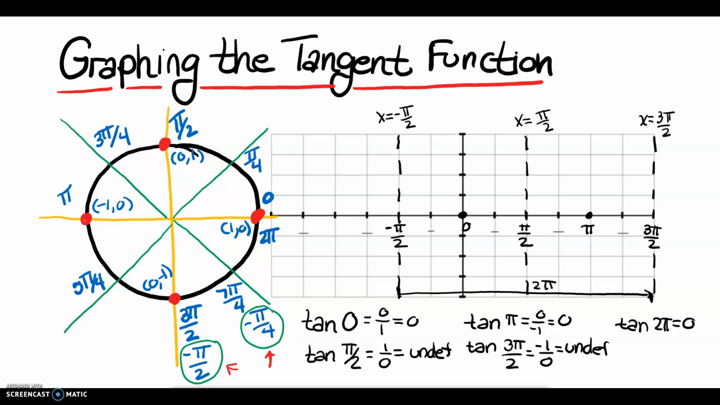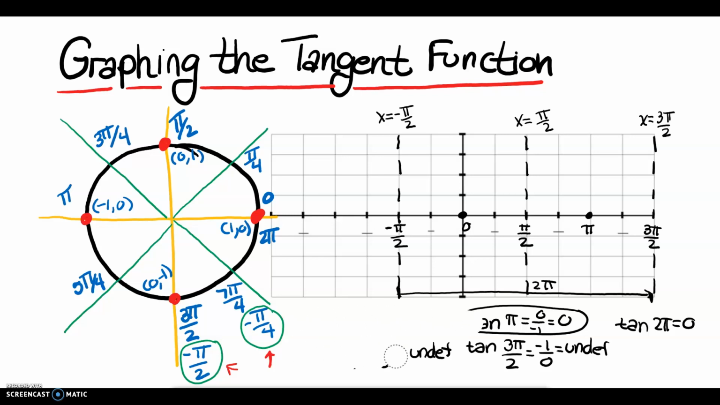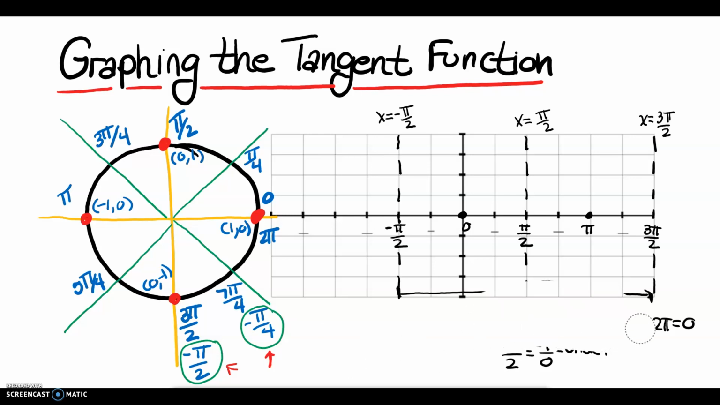All right, so how do I graph the rest of this? Well, if I only looked at my quadrantal angles, I would only know where this function crosses the x-axis, but I need to know a little bit more about my function. So what I did was I added other values into what I'm going to graph, and those are my pi over 4, 3 pi over 4, 5 pi over 4, and 7 pi over 4 angles.